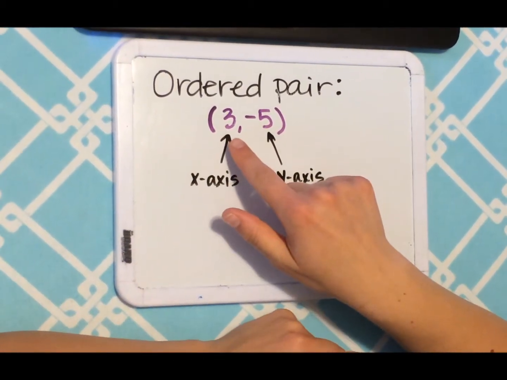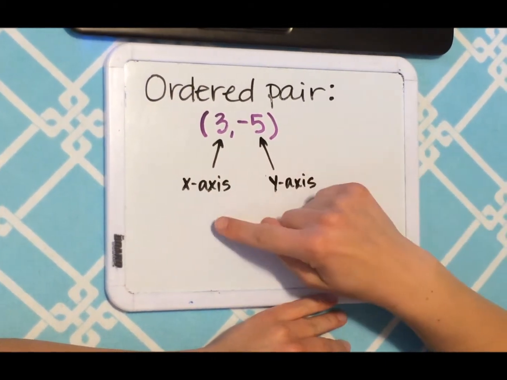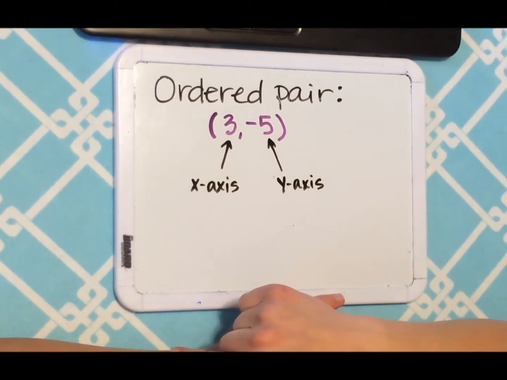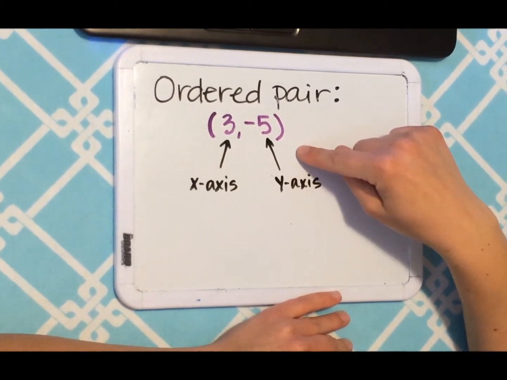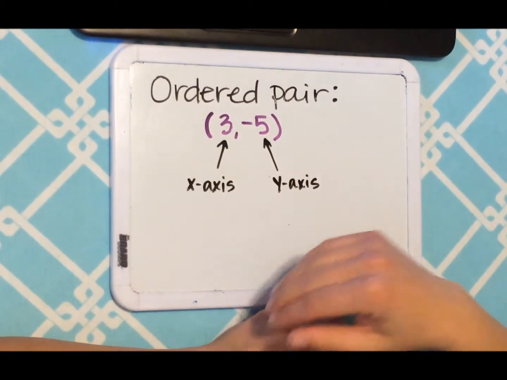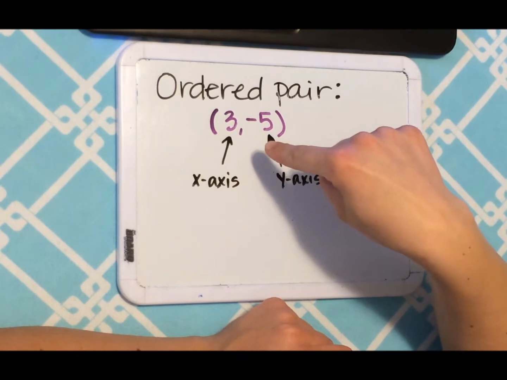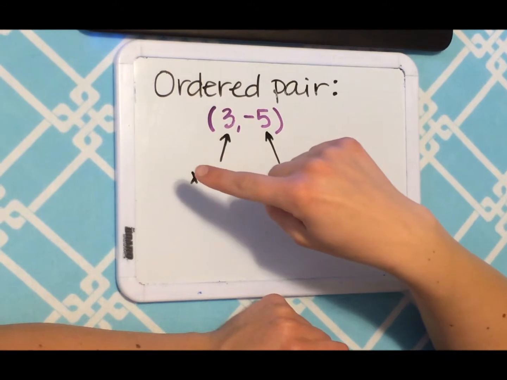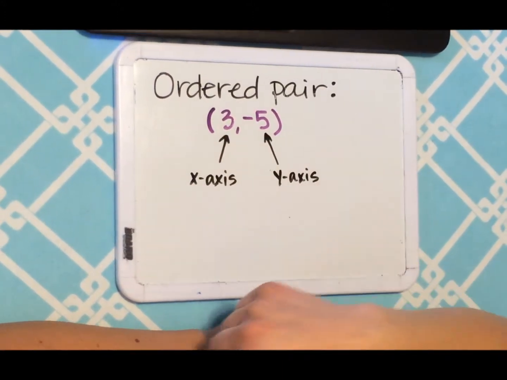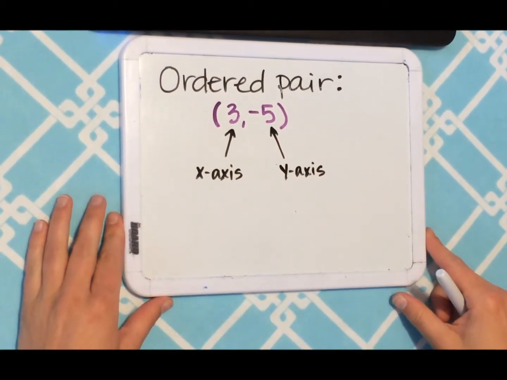The first number of the ordered pair is the x-coordinate, and that goes on the x-axis. It describes a number of units to the left or to the right of the origin. The second number in the ordered pair is called the y-coordinate. It describes the number of units above or below the origin. To plot the point, you start at the origin and count along the x-axis until you reach the x-coordinate. You count right for positive and left for negative. Then count up or down for the y-coordinate: up for the positive and down for the negative.